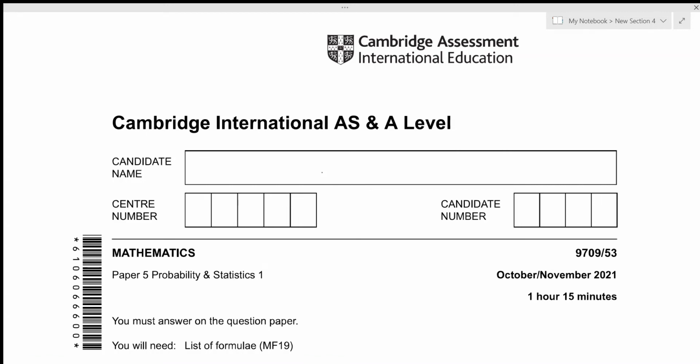Hello everyone, today we'll be going over A-Level Mathematics, October-November 2021, paper 5-3. This is paper 5 and we have a time limit of 1 hour and 15 minutes. So let's get started.